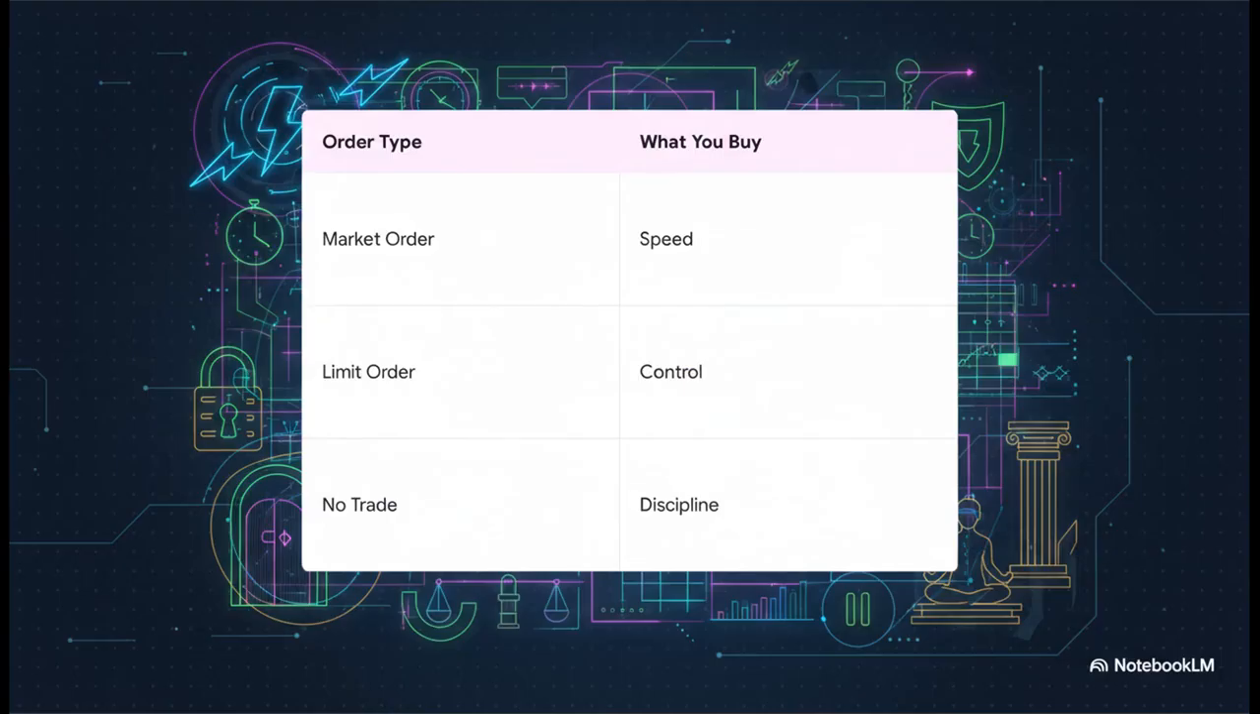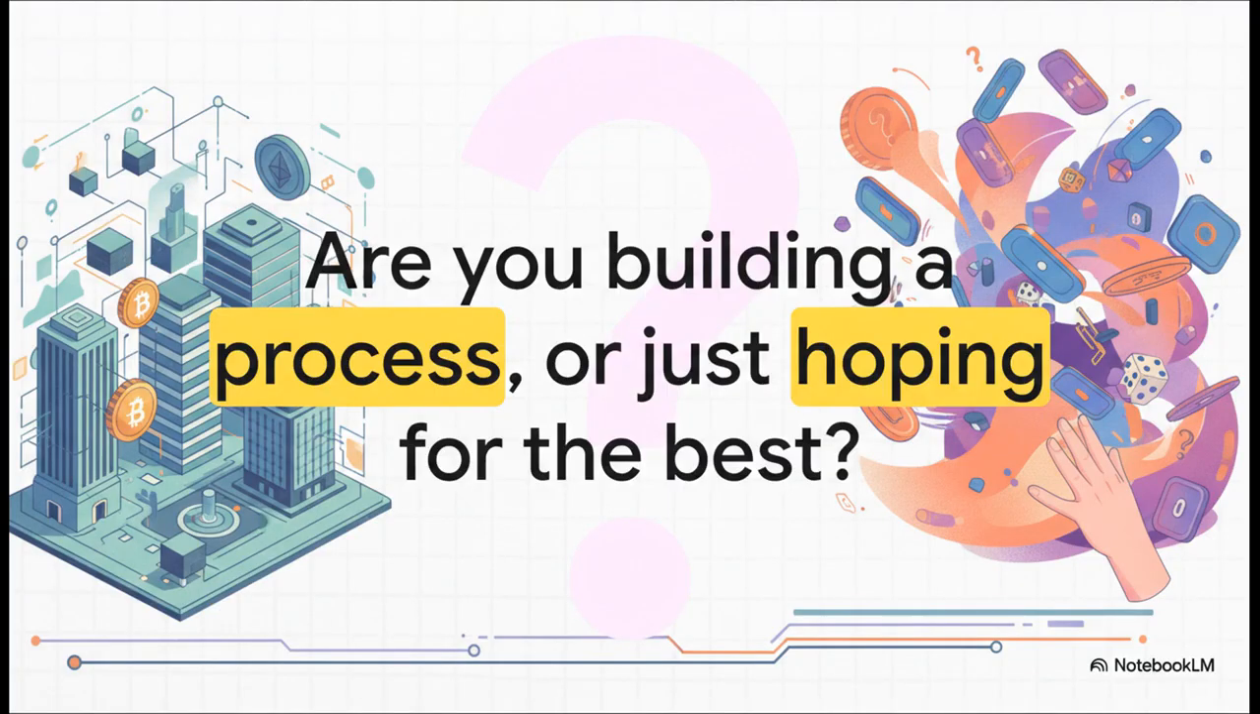So when you really boil it all down, it's this simple. With a market order, you're buying speed. With a limit order, you're buying control. And when you choose no trade, you are buying discipline. And each of those is a deliberate, strategic choice you are making as a trader. And that brings us to our final thought, a question I want you to ask yourself every time you approach the market from now on. Are you being an architect, consciously building a process around these choices? Or are you just closing your eyes, clicking a button, and hoping for the best? Because the answer to that question, well, it will define your entire journey from here.